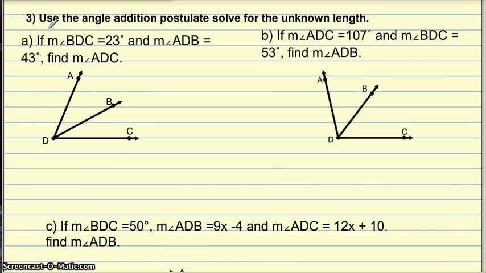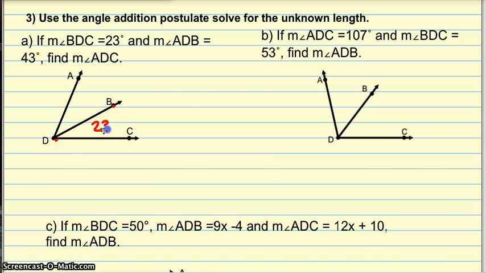Fastest video ever, right? It says use the angle addition postulate to solve for an unknown length. Probably should have put measure instead of length, but whatever. It says the measure of angle BDC. So this measurement in here is 23. Tells you the measurement of ADC. It's this whole thing. It's telling you the whole angle, ADC. Oh, I read it wrong. Oof, start over. Not the shortest video ever.